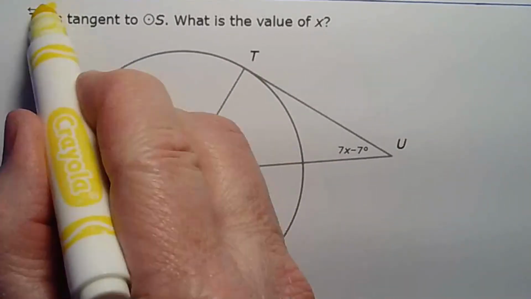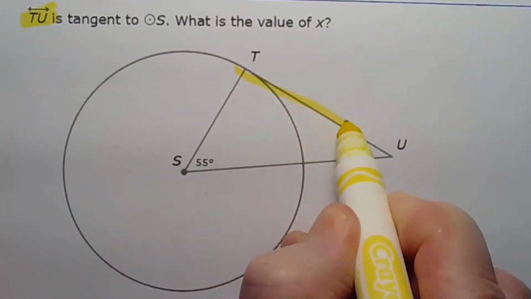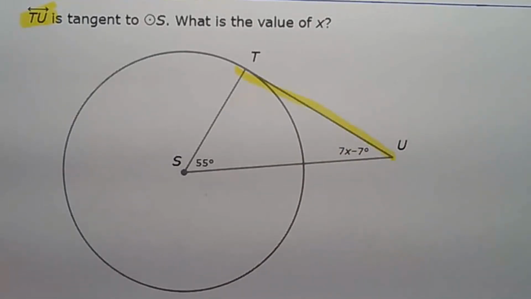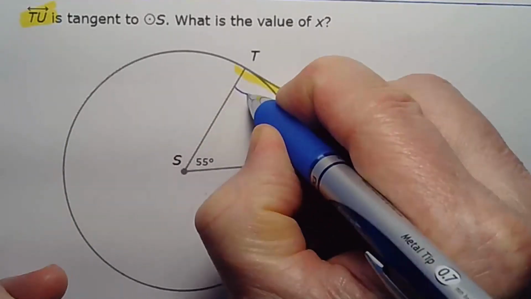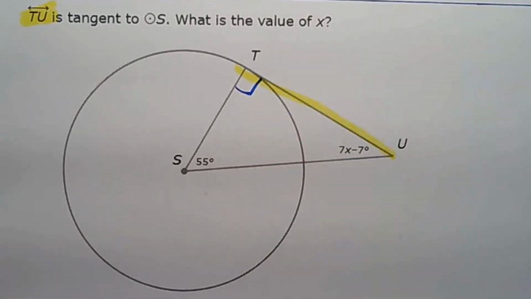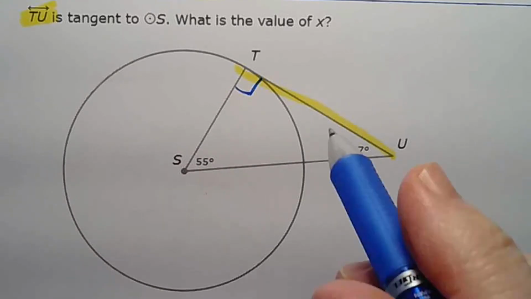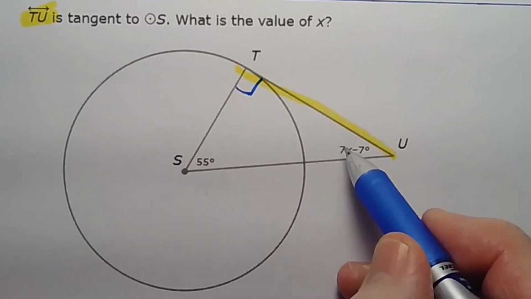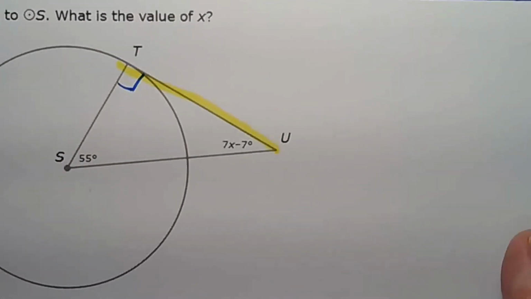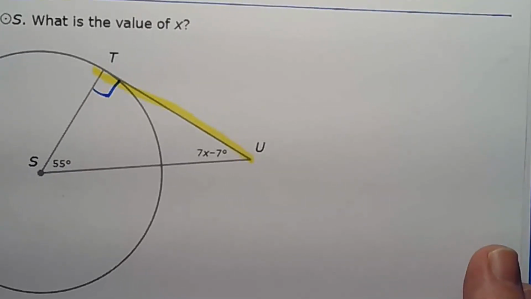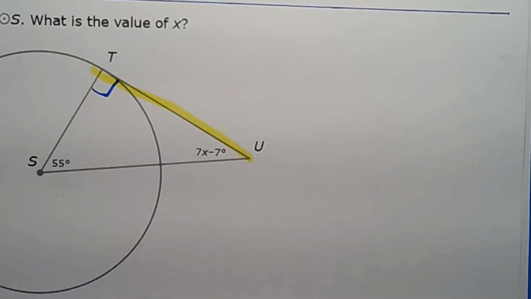We've got TU. This is TU right there. Okay, it's tangent to circle S, okay? So, hey, this is cool. I know what happens when things are tangent to a circle. The radius must be perpendicular to the tangent. All right, cool. Hey, perpendicular, that means this is 90. That means these add up to 90. And so let's go ahead and do some calculations here and write those down.